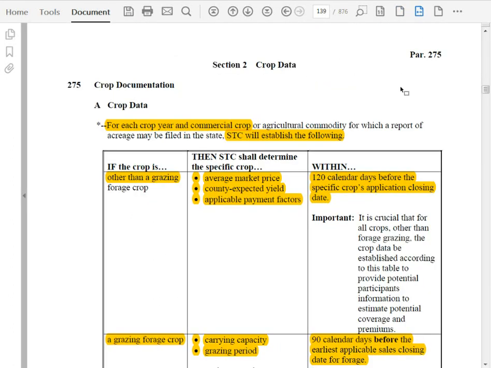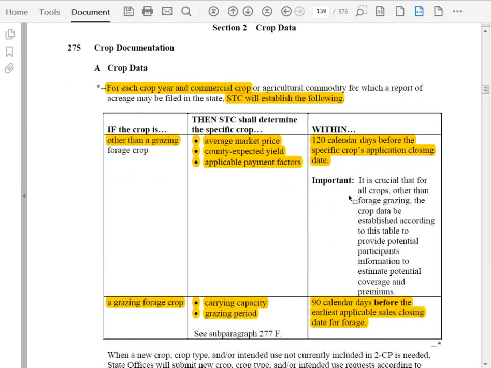Each year, the state committee is responsible for gathering information about the crops that are covered under NAP in the state. If the crop is used for anything other than grazing, then the state committee is going to have to determine 3 things: the average market price for that crop, the county expected yield, and any applicable payment factors. The deadline for that, as we've heard before, is 120 days before the specific crop's application closing deadline.